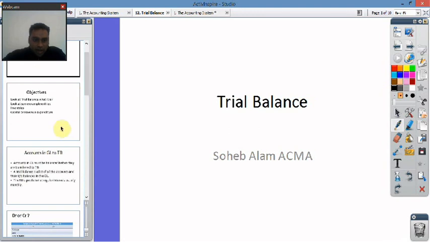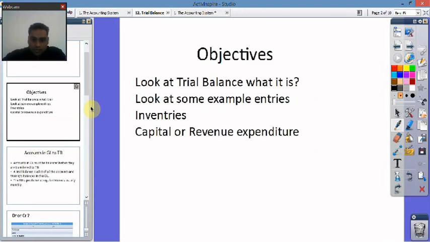Let's get started. Chapter 12. We're following Osborne books. So let's look at the objectives for today. Look at a trial balance. What is it? Look at some example entries. Look at what inventory is, how it is recorded, and look at capital and revenue expenditure.